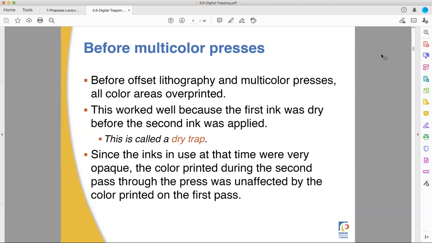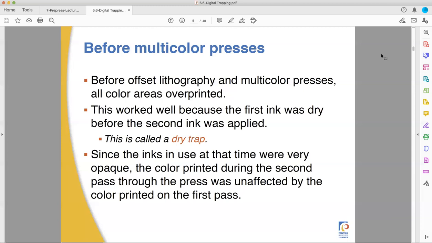Now, before we commonly used multicolor presses, before offset litho, everything was overprinted. It was called a dry trap. You would print, and then the ink would dry, and you would print on top of it again. Maybe I'll post a picture of this from a sample I have in my office, if I remember to take a picture and send it to myself, because this would be worth looking at.